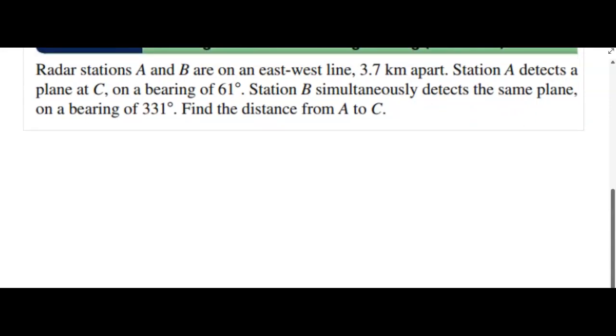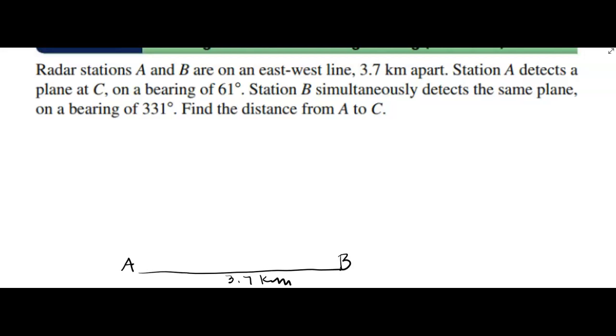Radar stations A and B are on an east-west line, 3.7 kilometers apart. So there are these radar stations A and B. I don't know if I'm going to be able to fit this all on here, but I'll put A right there. It's an east-west line, so I'm going to put B over here. Sometimes in the book or in the example, they will give you a diagram, which is very helpful. These two radar stations are 3.7 kilometers apart. So we're trying to make our sketch, our diagram.